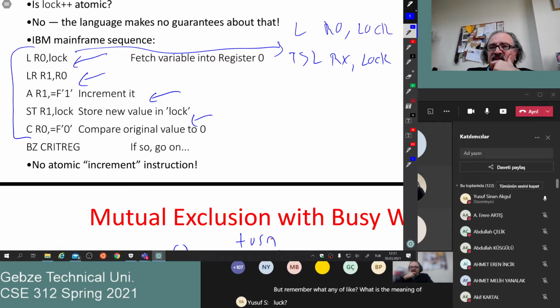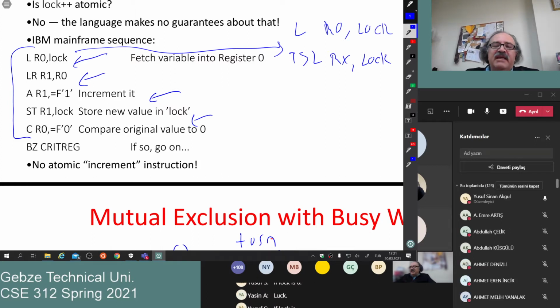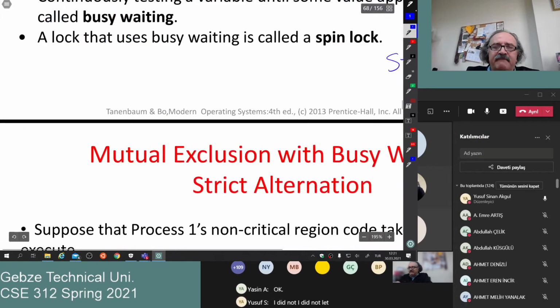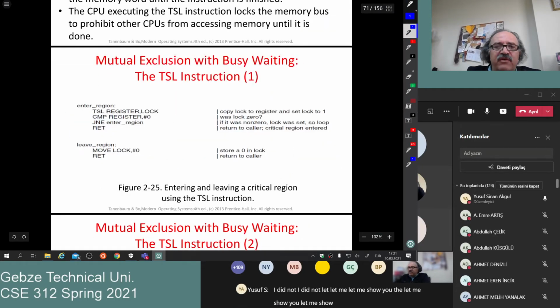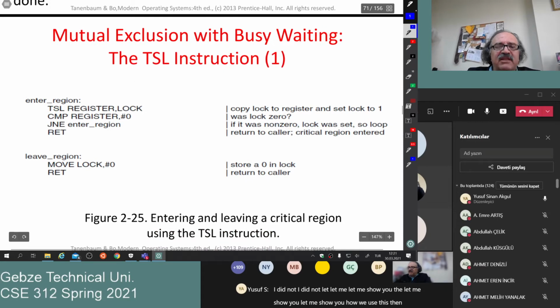If lock is zero, then I can enter my critical region. If it is not zero, then I have to be blocked. Let me show you how we use this, and then I will get to your question. I think this will clear up your question.